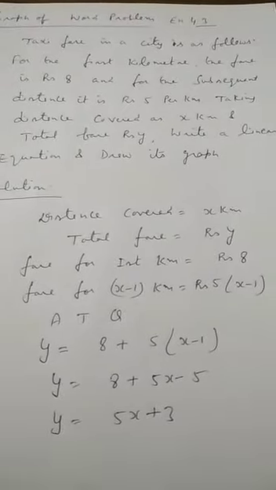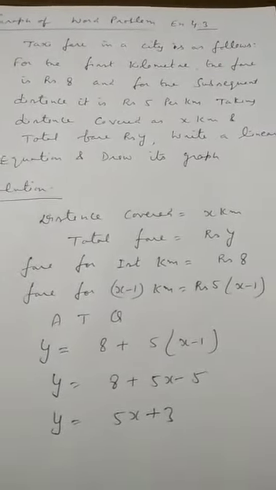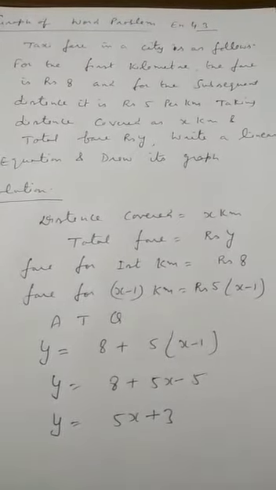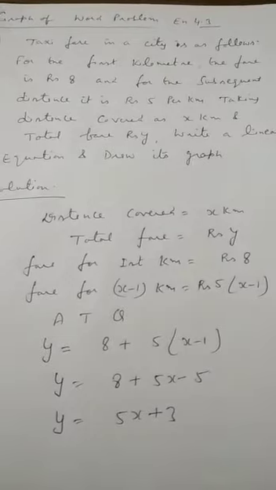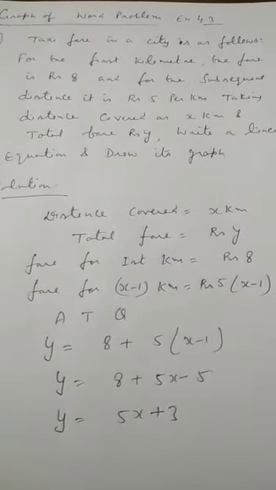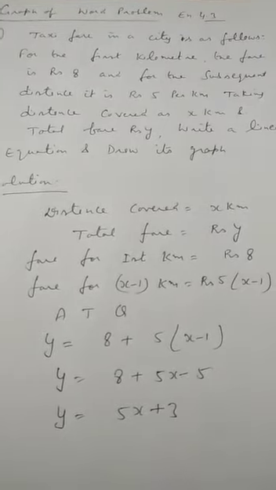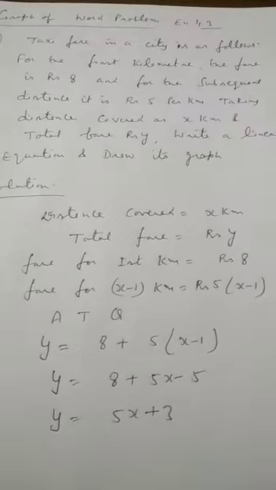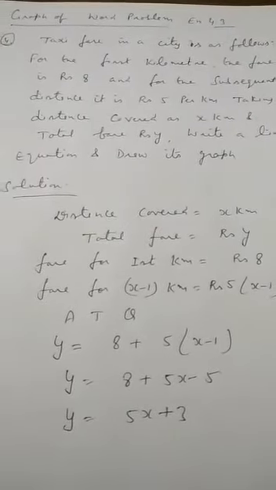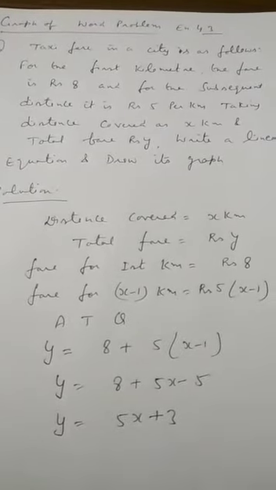Now how will we make the equation? y is the total fare. It is equal to the fare for 1 kilometer, that is 8, plus the fare for x minus 1 kilometer, that is 5 into x minus 1. After simplification, we will get y is equal to 5x plus 3. Now what is our equation? y is equal to 5x plus 3.